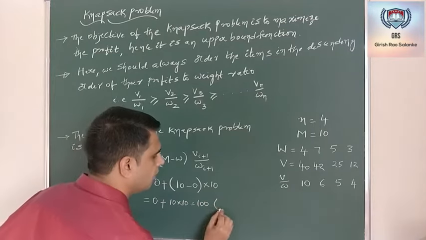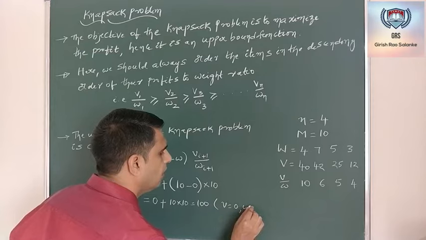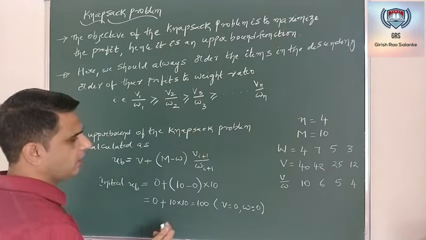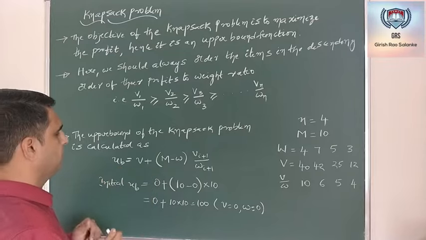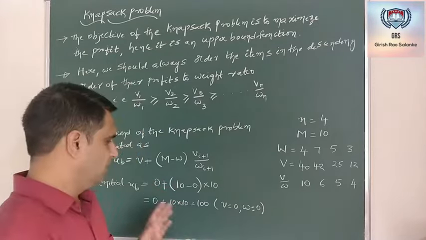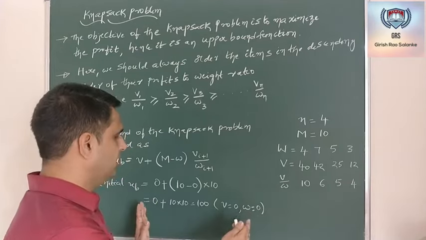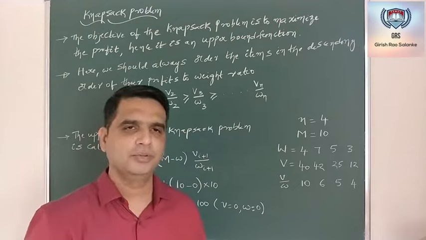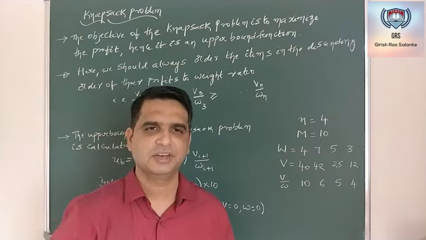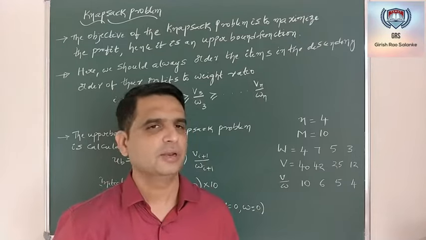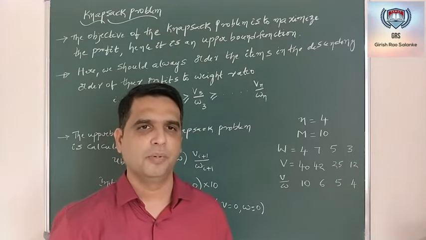Please note that the initial upper bound value is 100 when V is equal to 0 and W is equal to 0, and this is the formula that I am supposed to use to find the upper bound. This was the initial upper bound value that I need to store in the root node, and then I will consider each of the objects and complete the state space tree, and with the help of the state space tree, let's try to find the optimal solution to this particular knapsack problem.